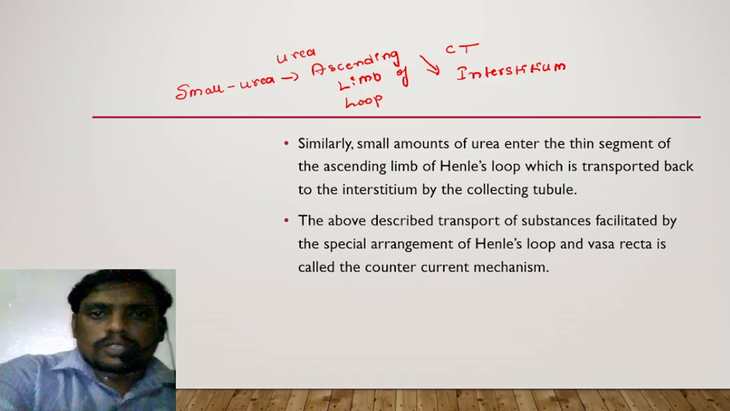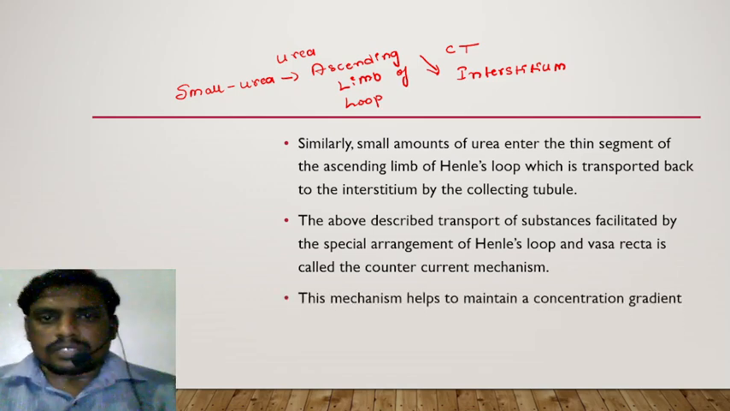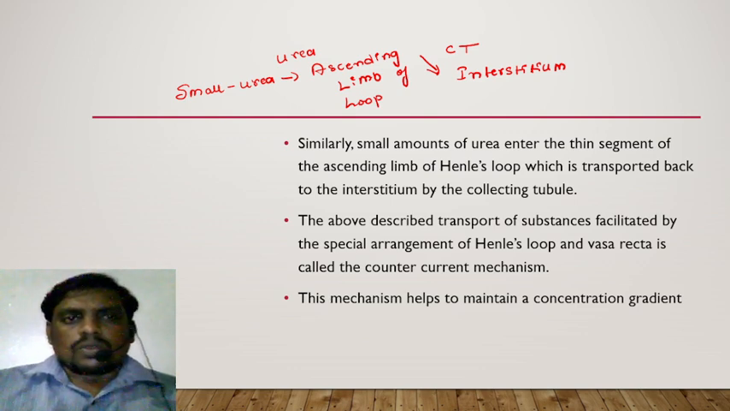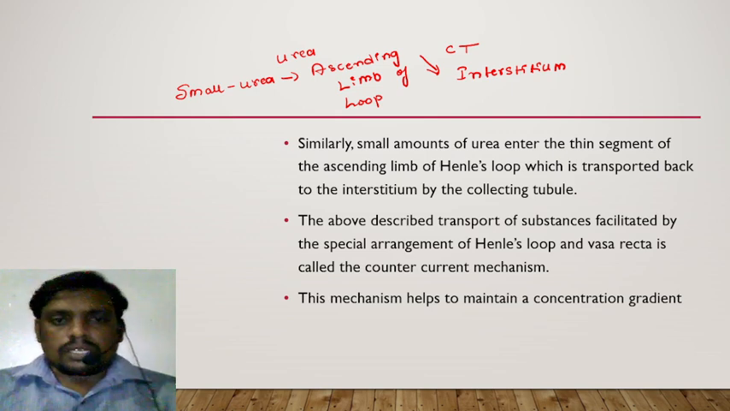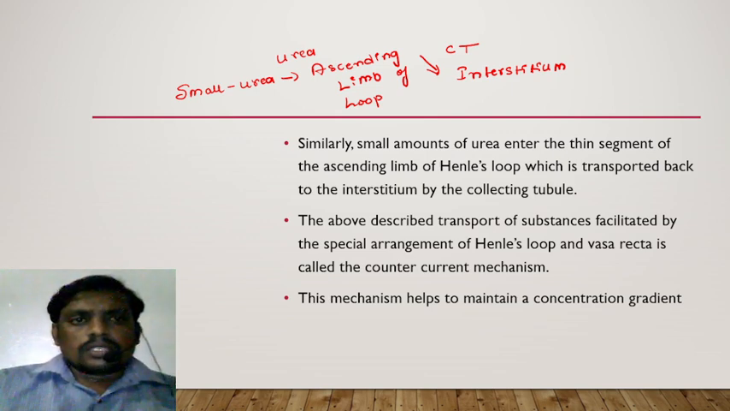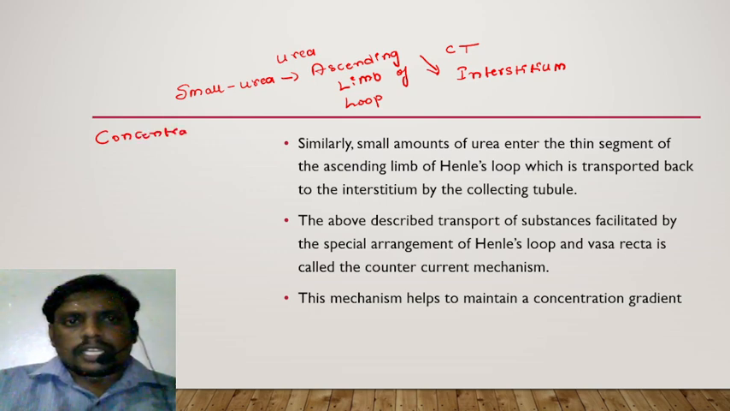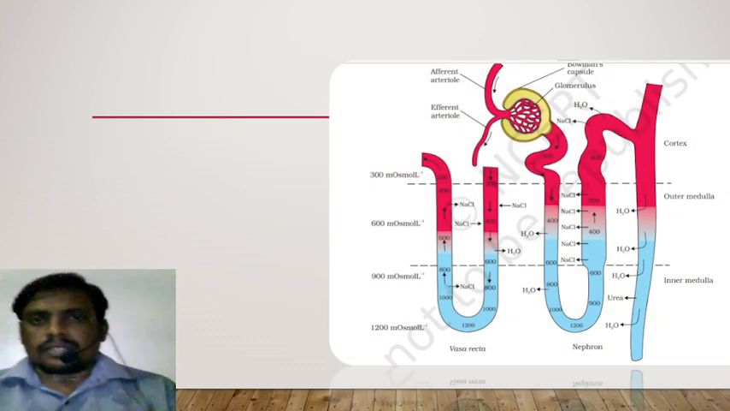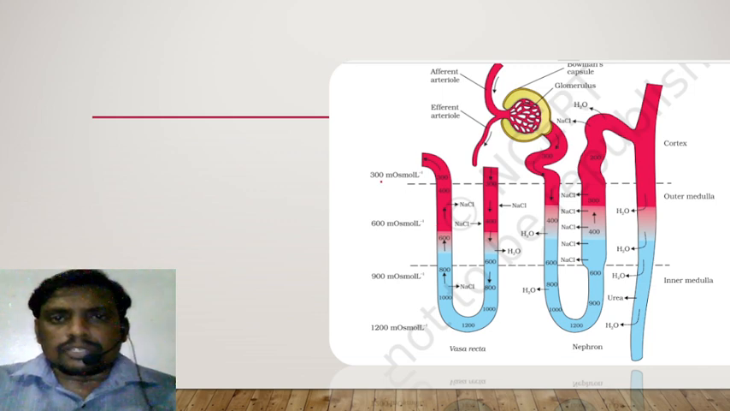The above described transportation of substances between the special arrangement of Henle's loop and vasa recta is called the countercurrent mechanism. This mechanism helps to maintain the concentration gradient of the interstitium and fluids.